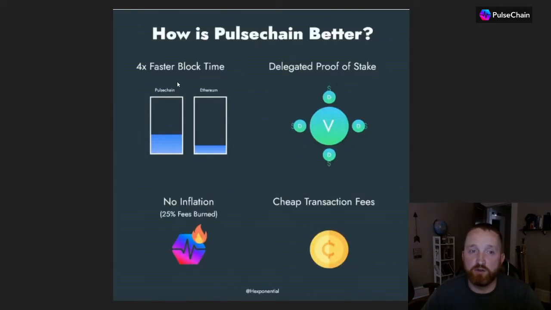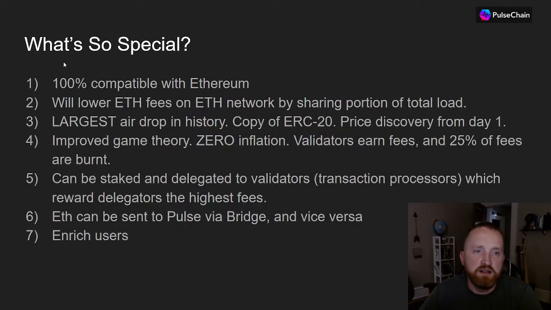How is Pulsechain better? It has 4 times faster block time than Ethereum. It's a delegated proof of stake. There's no inflation. 25% of all fees are burned. 100% of transactions have 25% of each fee burned, so the total supply will decrease with every transaction. And very cheap transaction fees, cheaper than Ethereum. And here's why. It's 100% compatible with Ethereum.